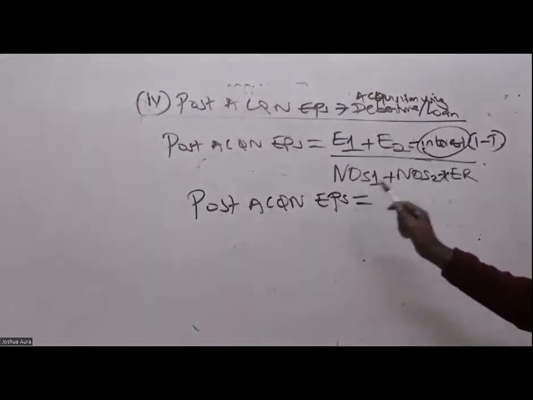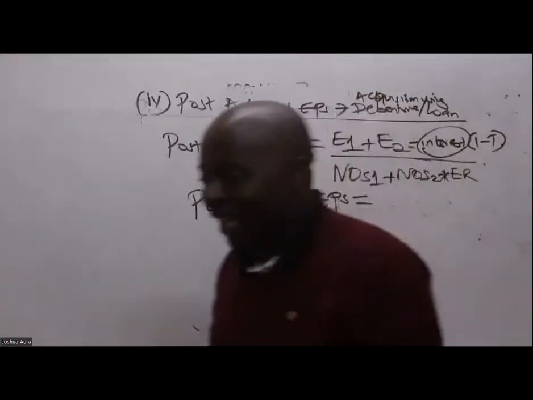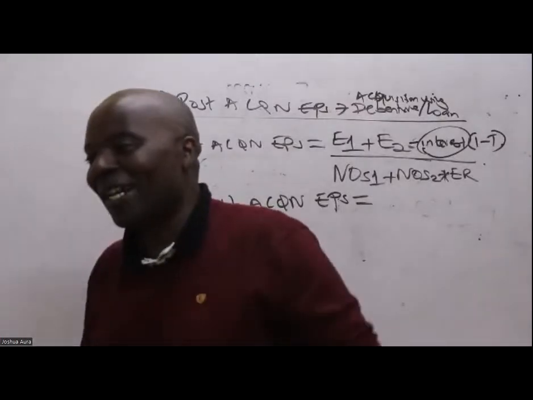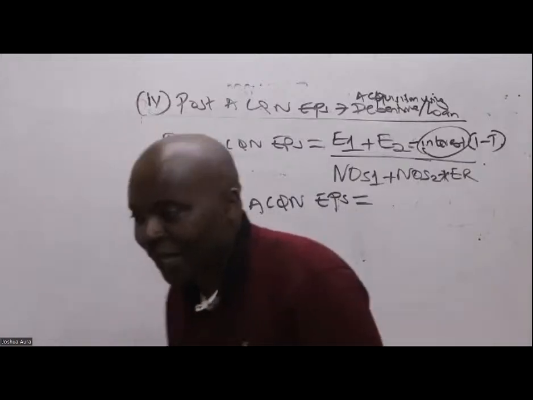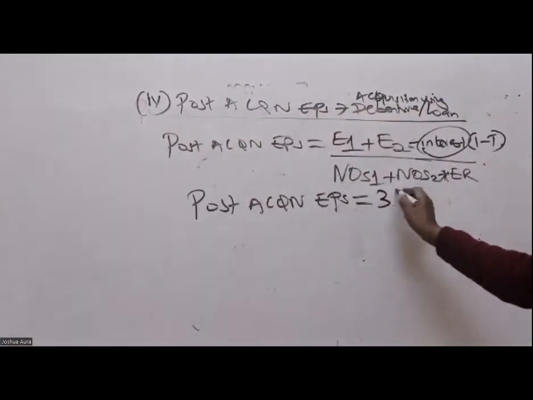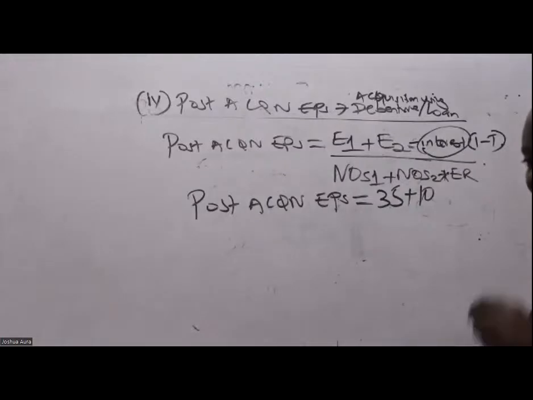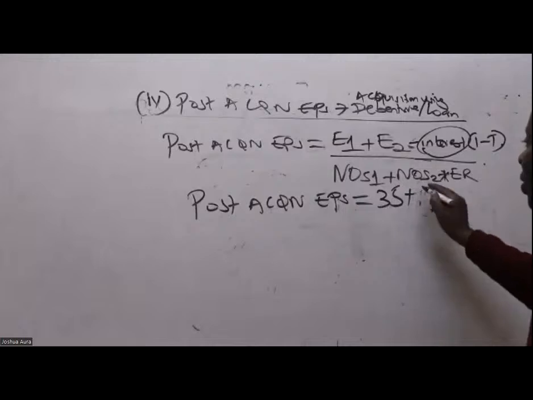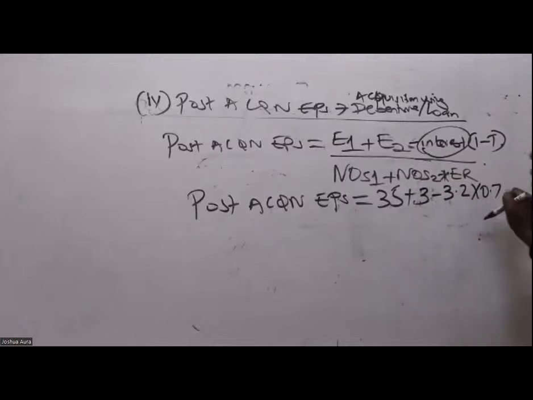So post-acquisition EPS, in this case here, is there somebody who is able to give me the earnings of company one? So earnings, remember, is net income of company one. 35. So this is 35. Plus earnings of company two, you had given me a figure of 10. Oh, it's 3. It is 3. Interest, it's 3.2 times 0.7.